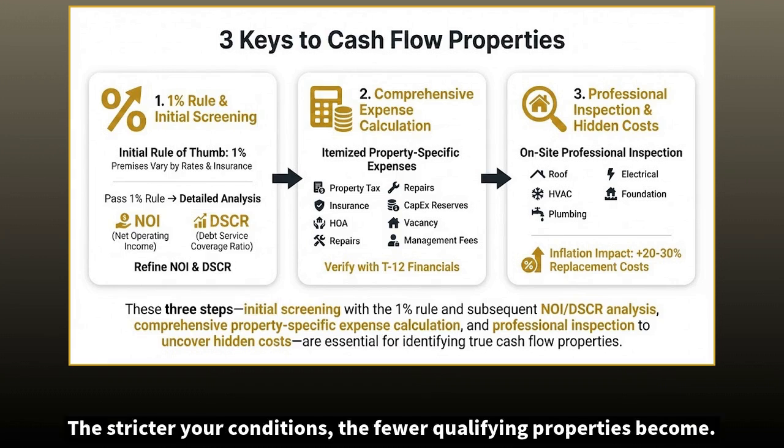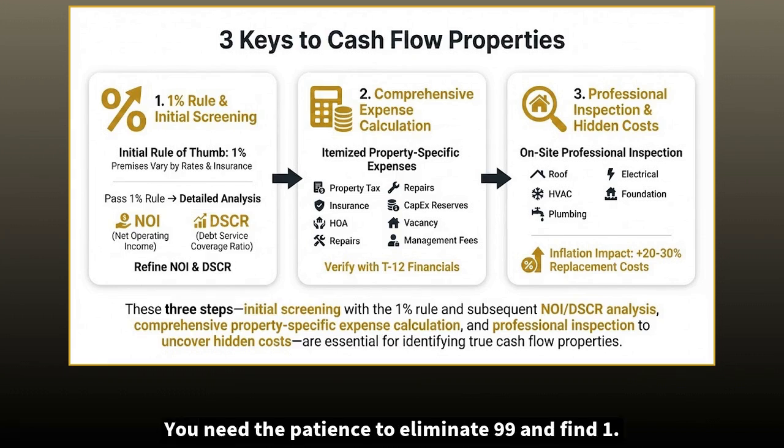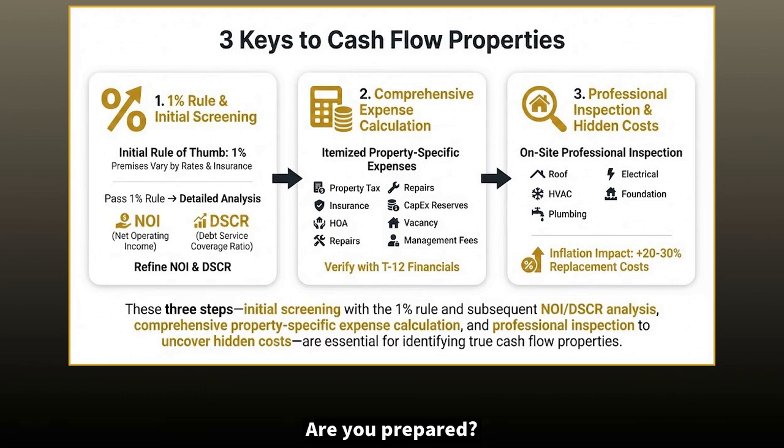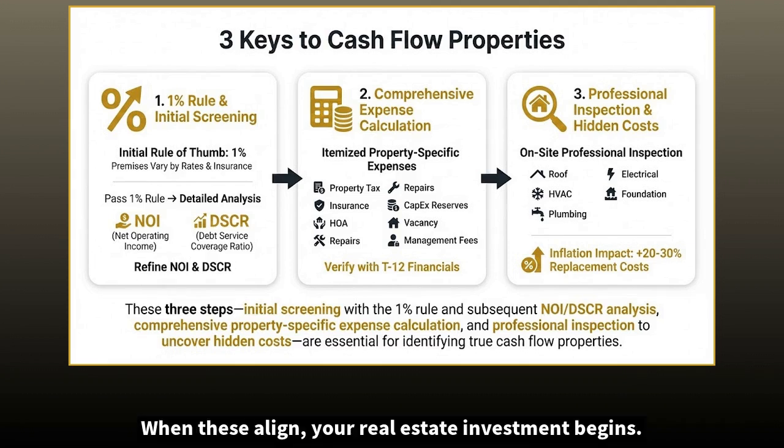The stricter your conditions, the fewer qualifying properties become. In my experience, it can be less than 1%. You need the patience to eliminate 99 and find 1. Are you prepared? Down payment $40,000 to $50,000. Reserves over $12,000. Credit score in the 700s. When these align, your real estate investment begins.